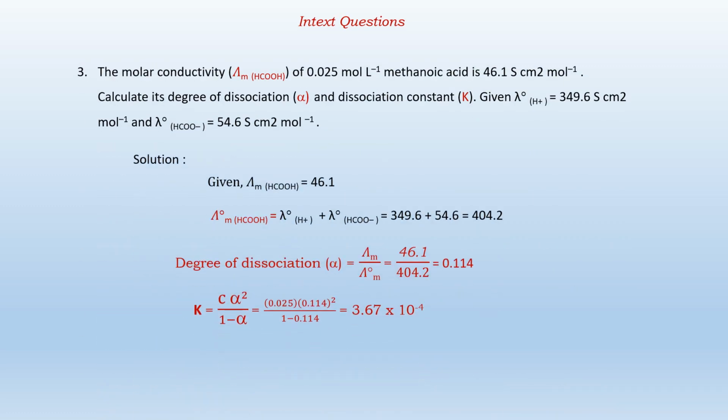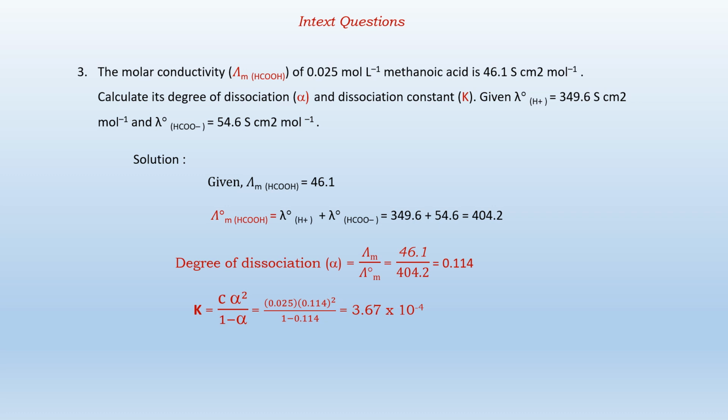In this problem, they have given the lambda m value of acetic acid at a particular concentration, and they are asking for the degree of dissociation and the dissociation constant. They have also given the limiting molar conductivity of each ion, that is the H plus ion and the acetate ion. See, the carboxylic acids are weak acids. HCOOH is methanoic acid, it is a weak acid, and hence you can determine the degree of dissociation.